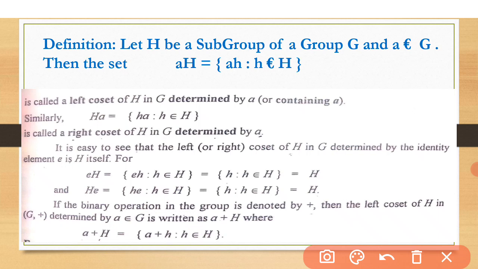We will discuss two examples, one with respect to addition and one with respect to multiplication. By those examples, you will understand cosets, left cosets and right cosets very easily. Let's come to the first example.